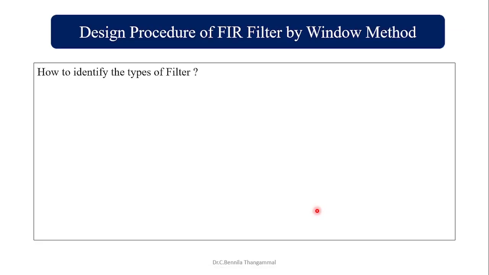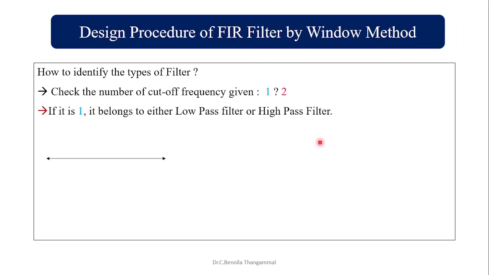The way to identify the types of filter is to check the number of cutoff frequencies given, whether it is 1 or 2. If the number of frequencies given is 1, then it belongs to either a low pass filter or a high pass filter. Here the period minus pi to plus pi will be sectioned into 2, as minus pi to 0 and 0 to pi. The cutoff frequency omega c will be placed between 0 and pi as omega c, and between 0 and minus pi as minus omega c.